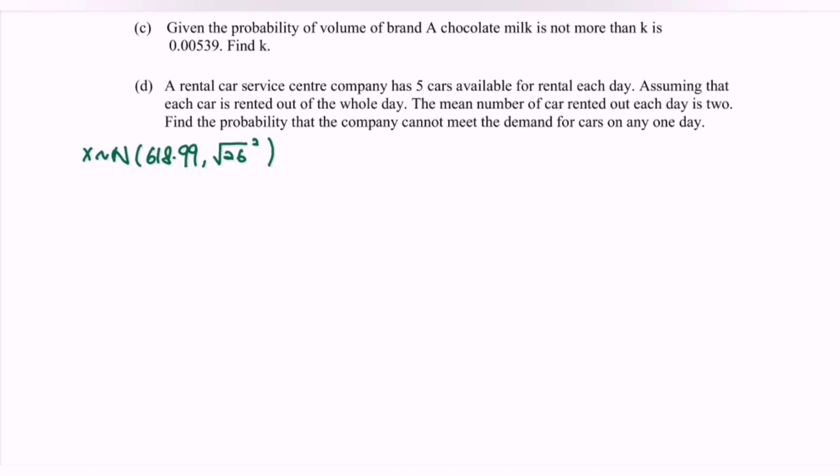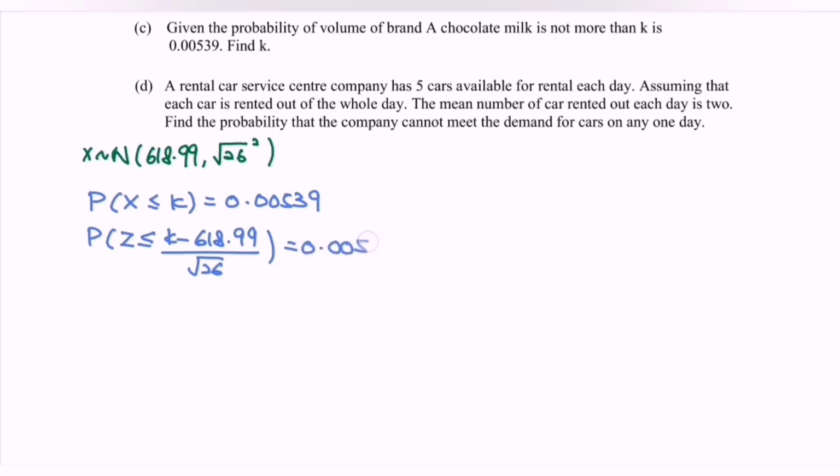Next, given the probability that the volume of brand A chocolate milk is not more than K. So the probability that X is not more than K, the answer is 0.00539. Same as usual, standardize the situation. So (K minus 618.99) over the square root of 26. Next, refer to the diagram. Let's say the Z is over here, then less than the situation. So it makes sense, 0.00539 for this shaded region. Next is to reflect the situation.